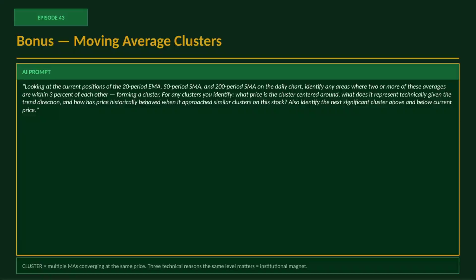A stock sitting just above a cluster of the 50 and 200 at the same level has a very strong floor beneath it. If that cluster is also near a major horizontal support level, you have three technical reasons the same price matters. That is the kind of confluence that attracts institutional buyers.